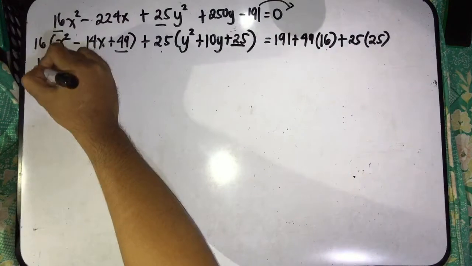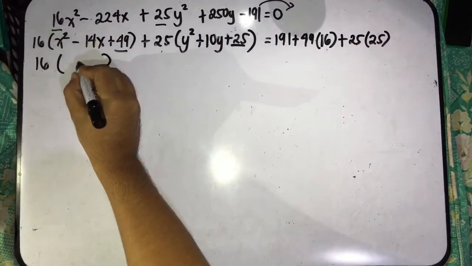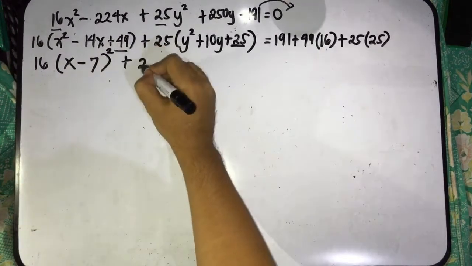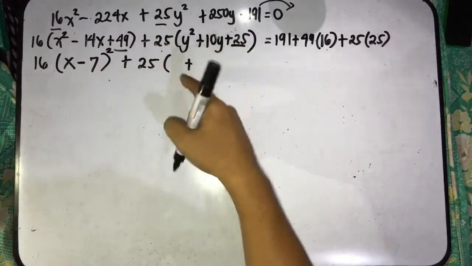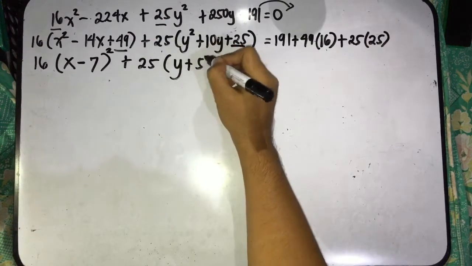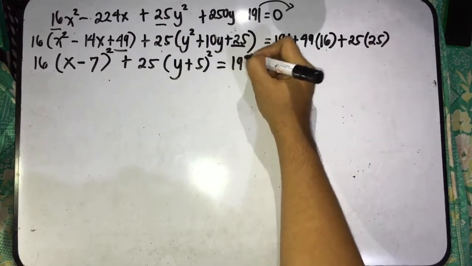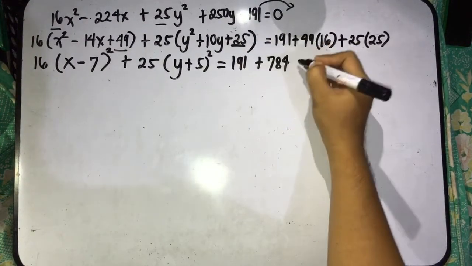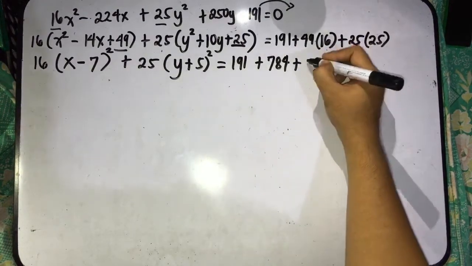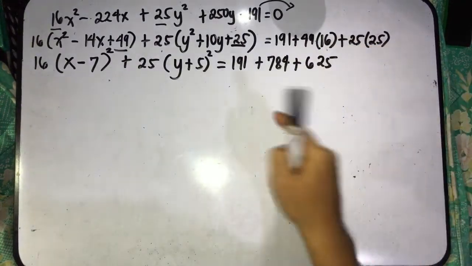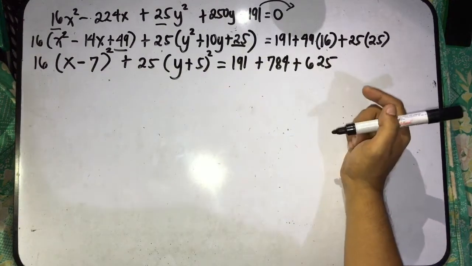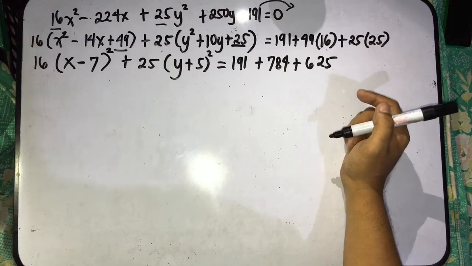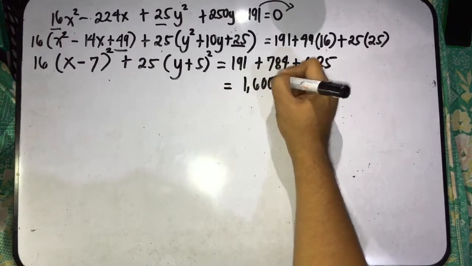So, simplify natin. This becomes 16 times. Minus yon, dapat minus din yung nasa gitna. And that is x minus 7 squared plus 25 times the quantity. Plus yon, so plus dapat yung nasa gitna niya. And that becomes y plus 5 squared is now equal to 191 plus what is 49 times 16. 49 times 16 is 784 plus 25 times 25 will be 625. Okay. 191 plus 784 plus 625 is now equal to 1,600.